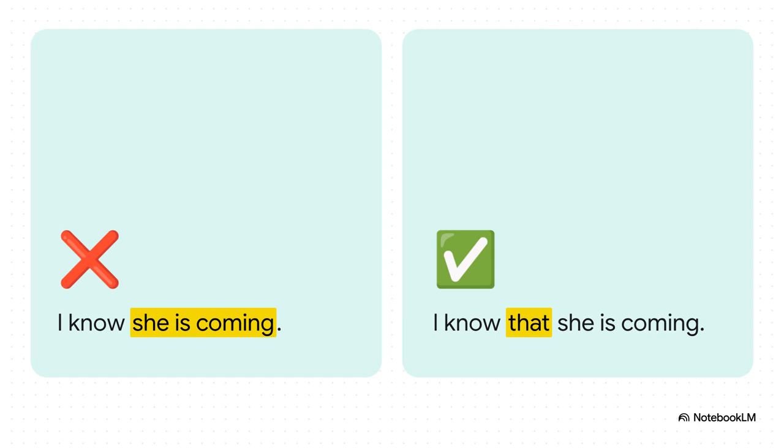All right, mistake number 2, the missing "that." Now, this one's a little tricky because, let's be real, we drop this word all the time when we're talking. We say, "I know she's coming," and it sounds totally fine. But especially in more formal writing, it's often better and clearer to include it. "I know that she is coming." It just removes any doubt and adds a little bit of polish. It's a small change that can make a big difference.